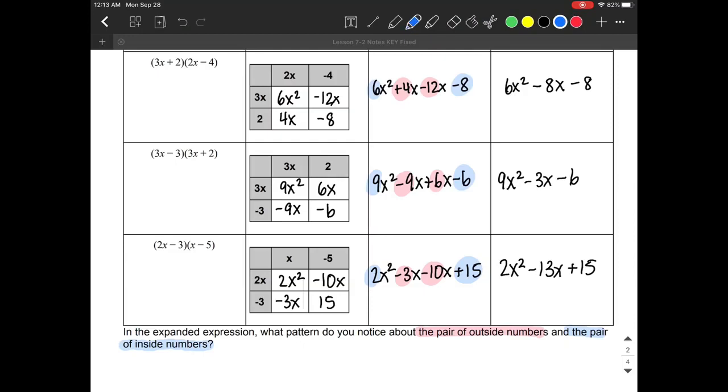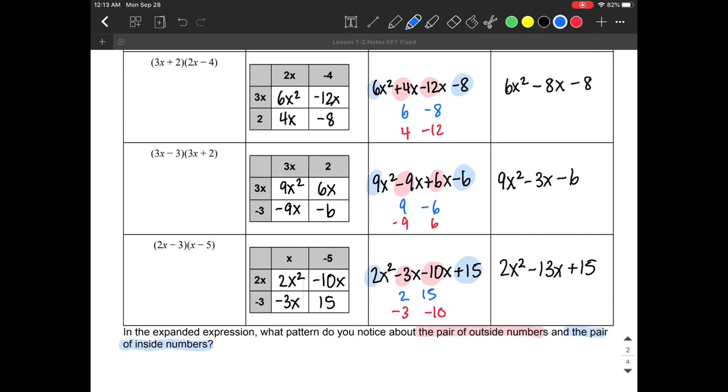So I'm going to write them out. I have 6 and negative 8. I have 4 and negative 12. I have 9 and negative 6. Then I have negative 9 and positive 6. And then in the last one, I have 2 and 15. And I have negative 3 and negative 10. What have I noticed about these pairs?